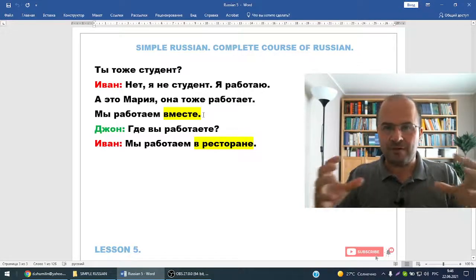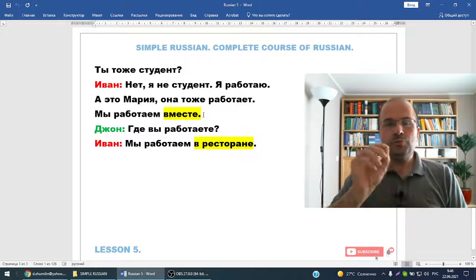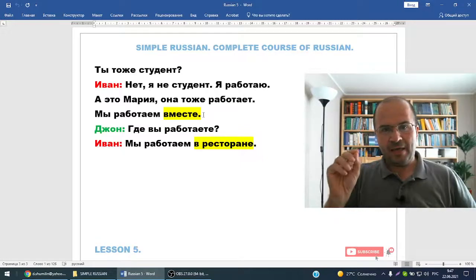Вместе means together. So all new words, it is good that you write them down in your vocabulary notebook.